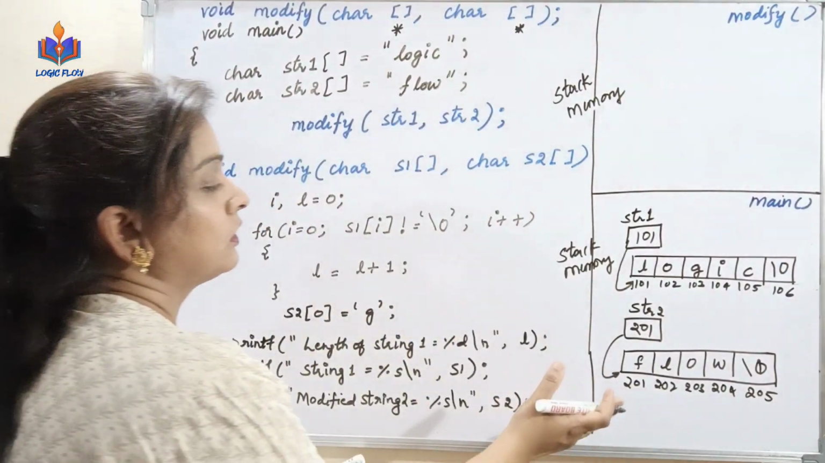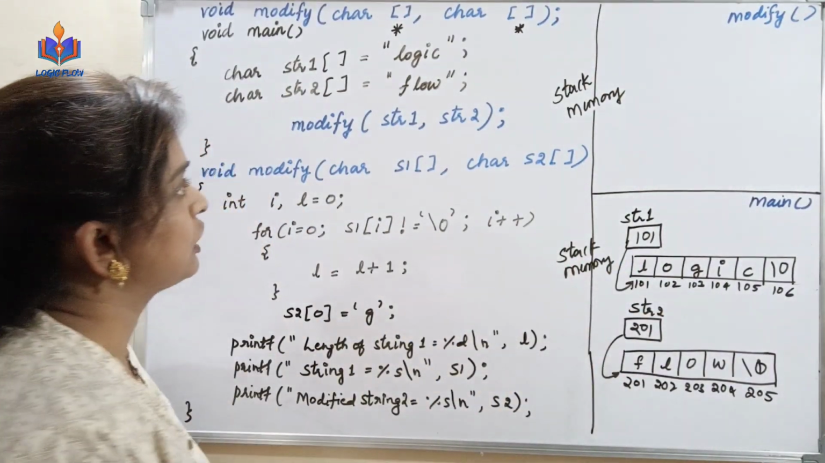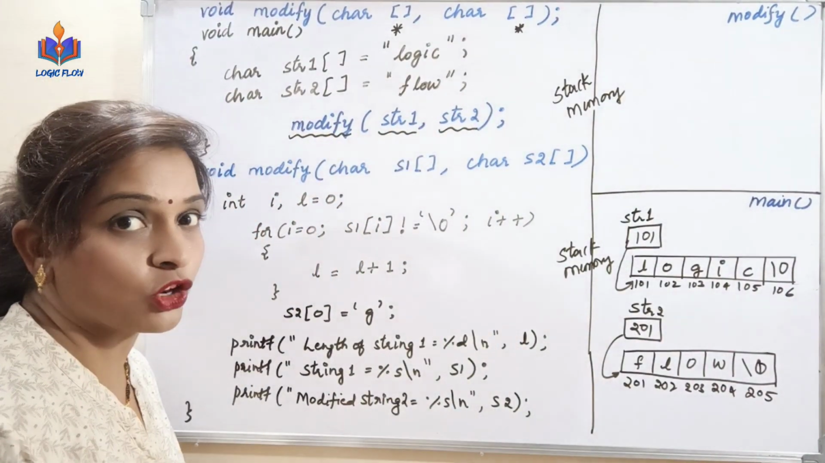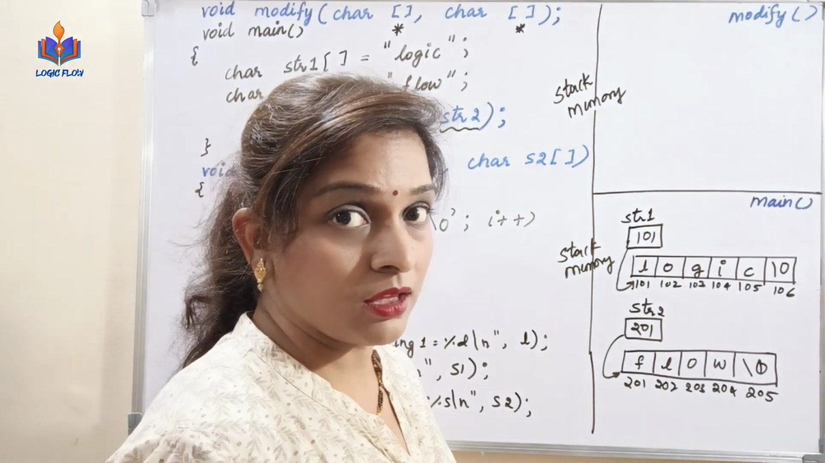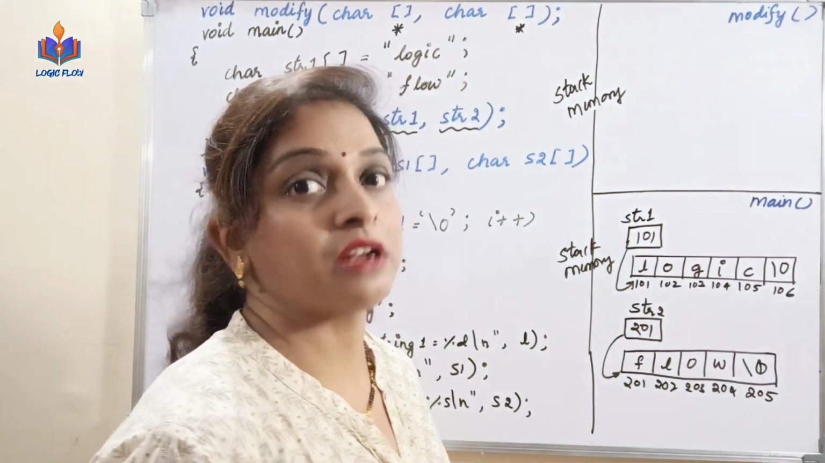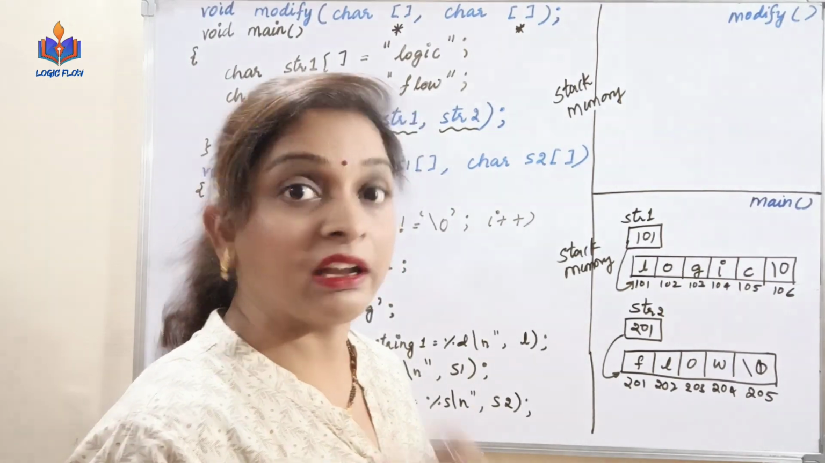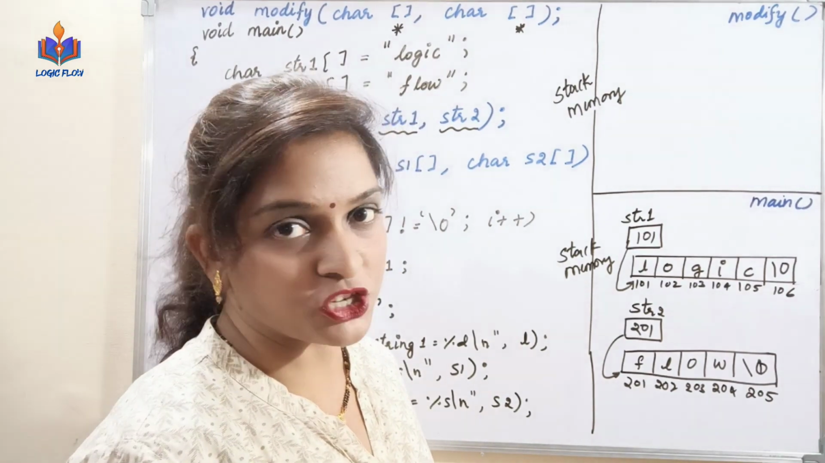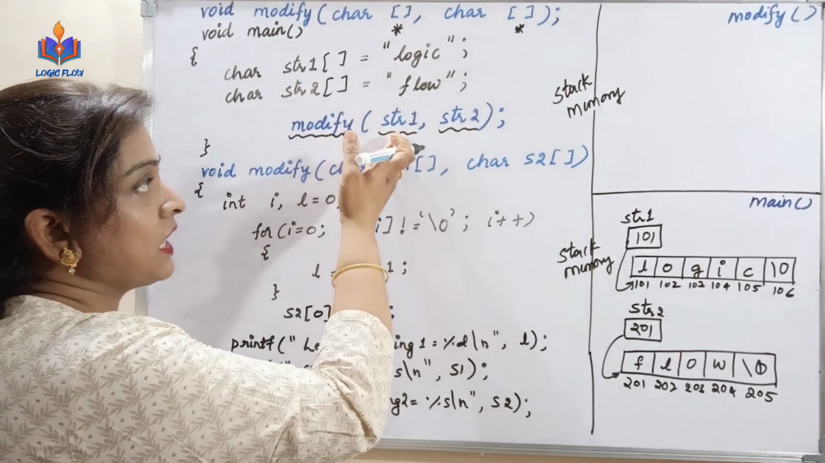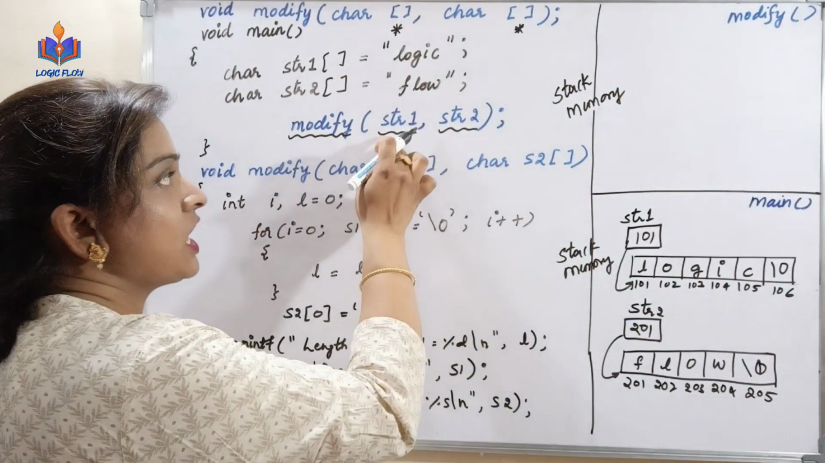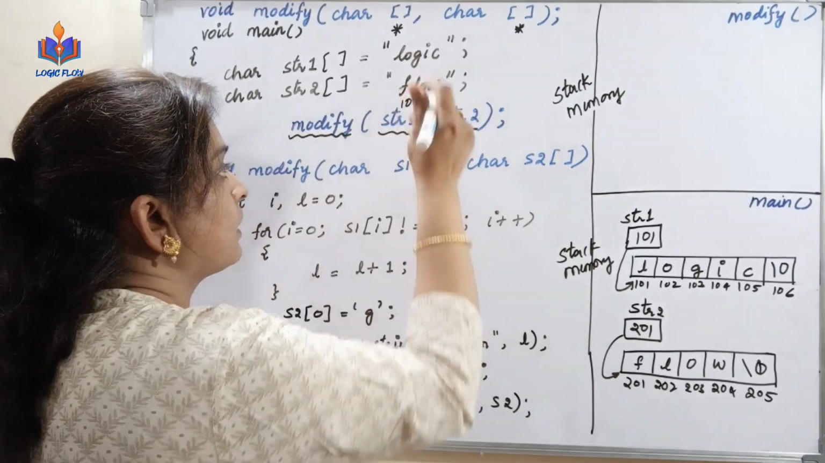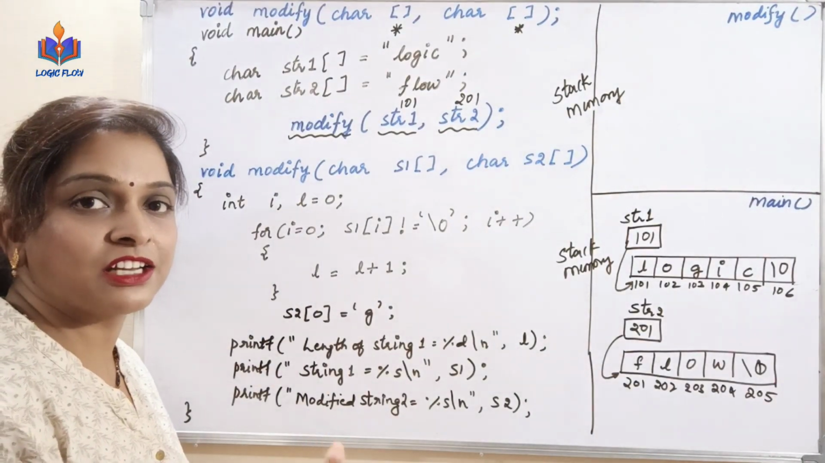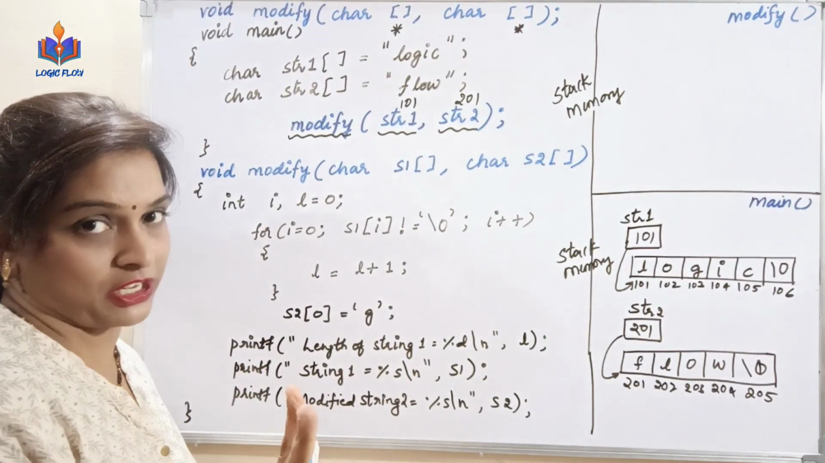So we have seen the memory allocation and the values have been initialized. Now we are calling the function modify by passing two arguments, where those two arguments are strings. When I say string, it is a character array. In the previous program we saw an integer array, which we passed to the function. Now we are passing a character array to the function. That's it. When I give the array name, it is nothing but the base address. str1 means 101, so I am sending 101. str2 means 201. I am sending the base addresses of string 1 and string 2, passing two strings to the function.